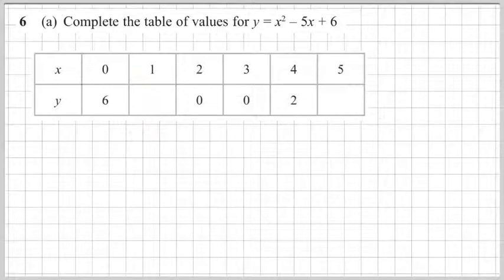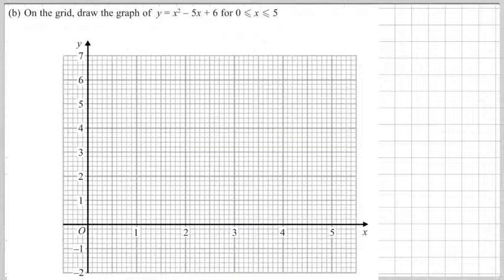We substitute 1 into this expression and we get 2, and we substitute 5 in and we get 6. And it's just some free marks, really, for those simple substitutions. Okay, but then we need to plot those points. So on the grid, draw the graph. Okay, so we use those values from that table and we plot the points.